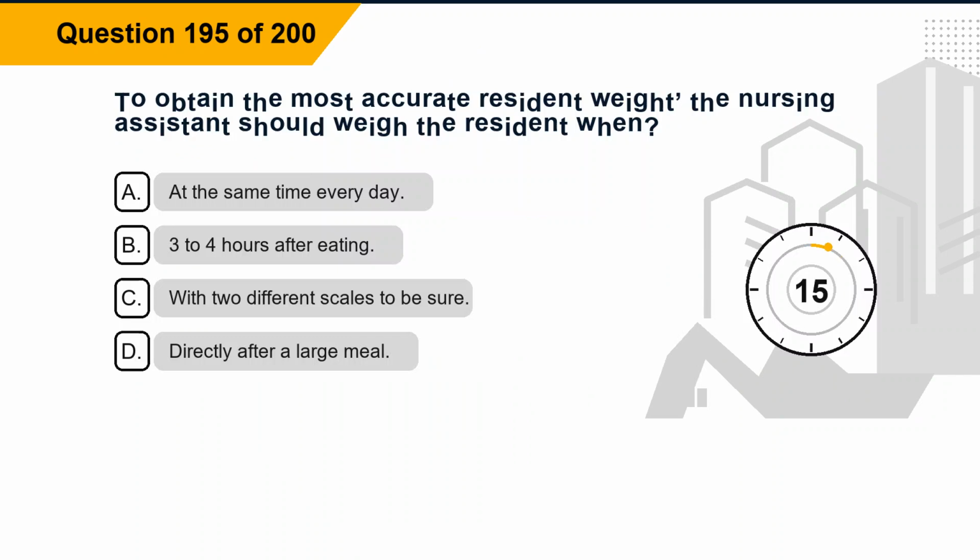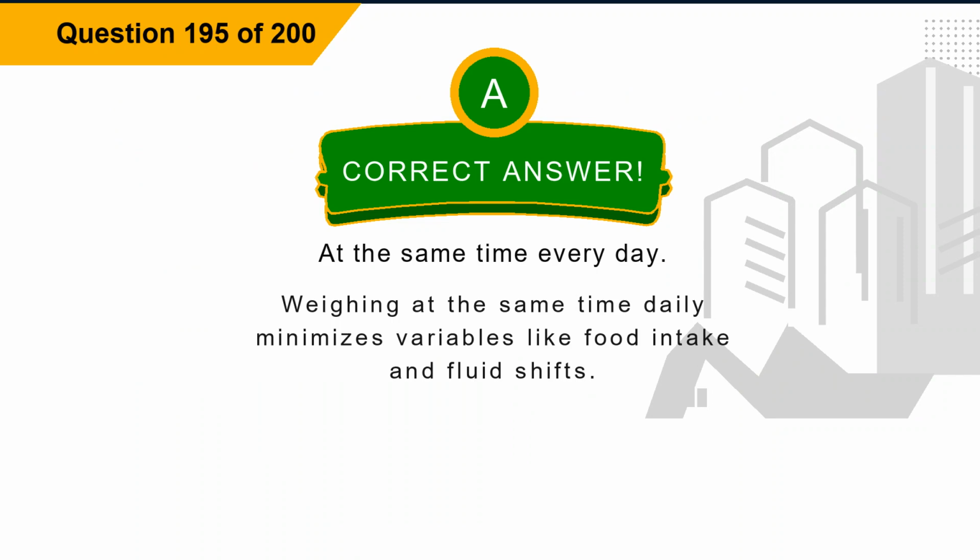Question 195. To obtain the most accurate resident weight, the nursing assistant should weigh the resident when? Option A. At the same time every day. Option B. 3 to 4 hours after eating. Option C. With 2 different scales to be sure. Option D. Directly after a large meal. The correct answer is option A. At the same time every day. Explanation. Weighing at the same time daily minimizes variables like food intake and fluid shifts.